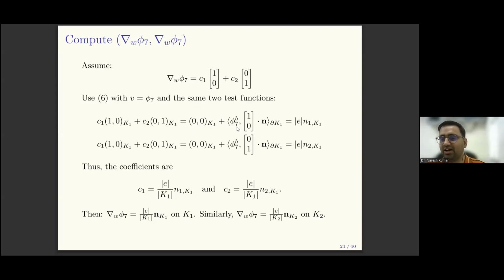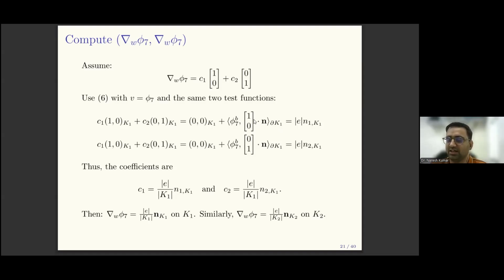Now here we take phi 7 b, which is responsible for the edge part, and (1, 0) dot n. If you solve this one, this is just an integration, so this is a constant and this one is 1. We define phi 7 in such a way that it is 1 on the edge and 0 elsewhere. So phi 7 is 1, phi 7 b is 1 on the edge.